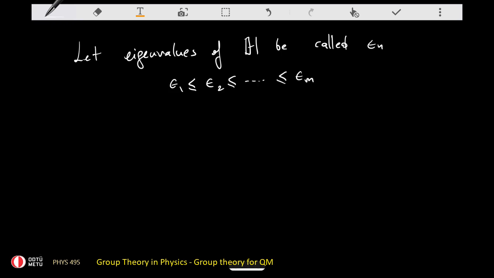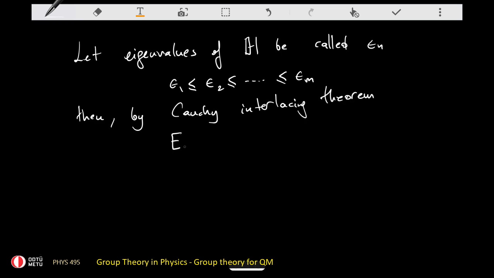So I also order the eigenvalues of H. Then by the Cauchy interlacing theorem, the real energy eigenvalue of the real Hamiltonian is less than or equal to epsilon 1. The real first excited state energy is less than or equal to the first excited state energy of the submatrix, and so on, up until the mth one, the last one.